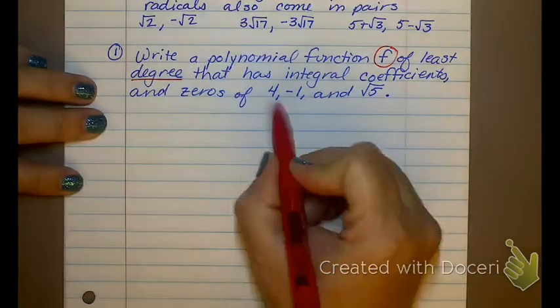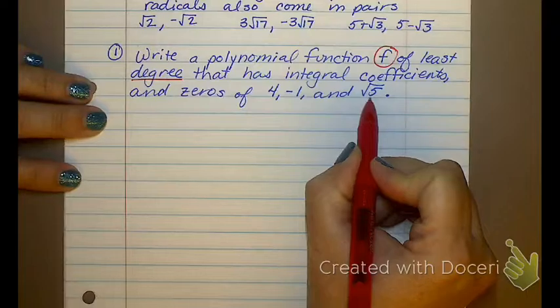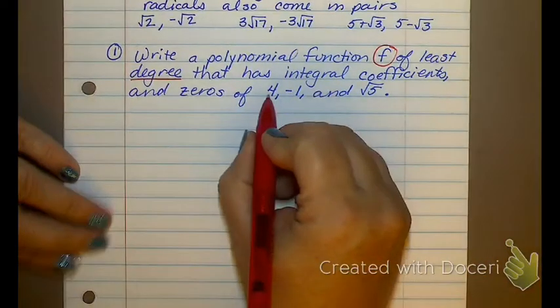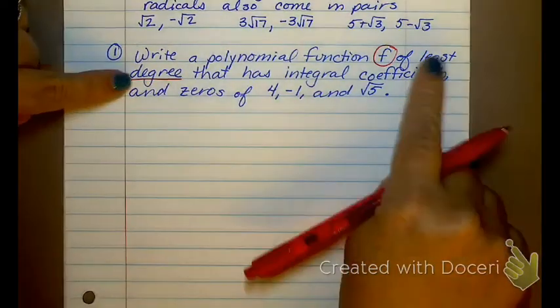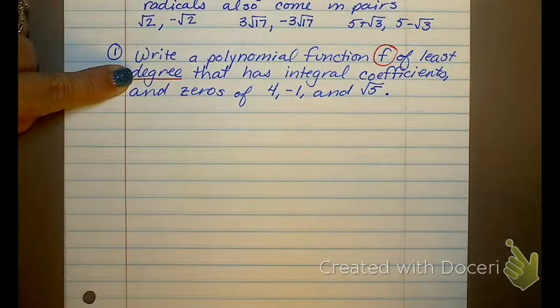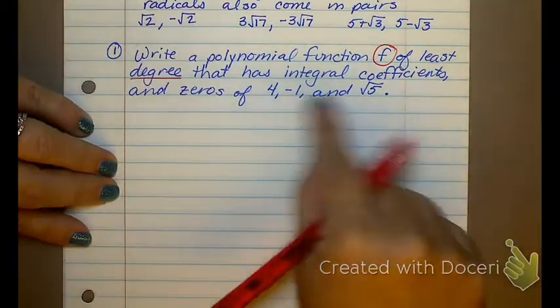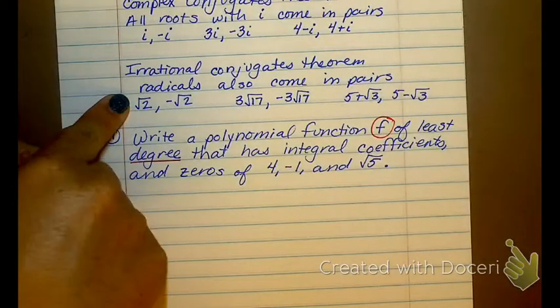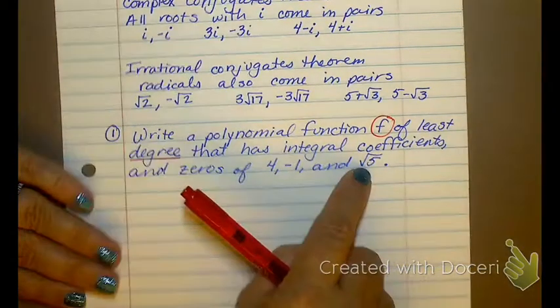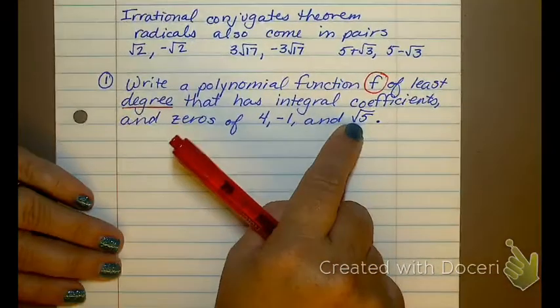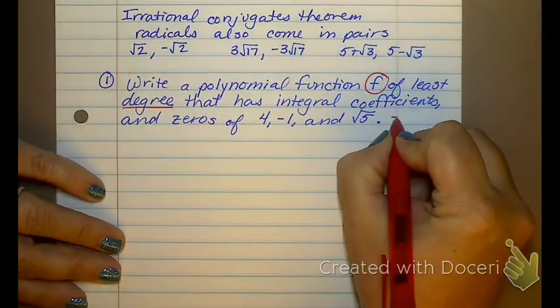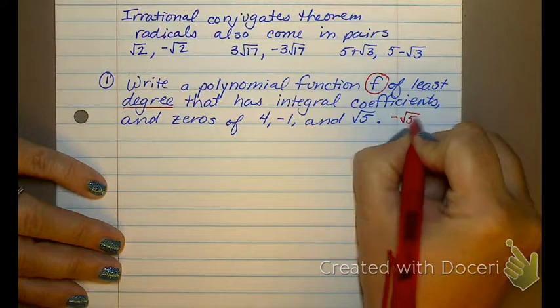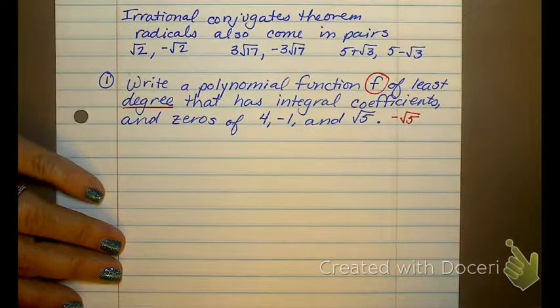And the zeros are 4, -1, and radical 5. So if I look at these zeros right here, my initial thought might be that the degree of this polynomial is going to be a third degree because there's 3 zeros. However, if radical 5 is a 0, what are they not telling me? Negative radical 5 is also a 0.